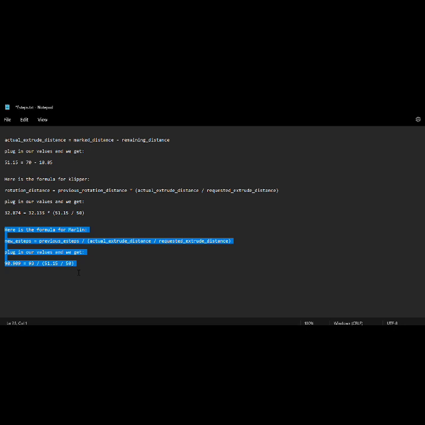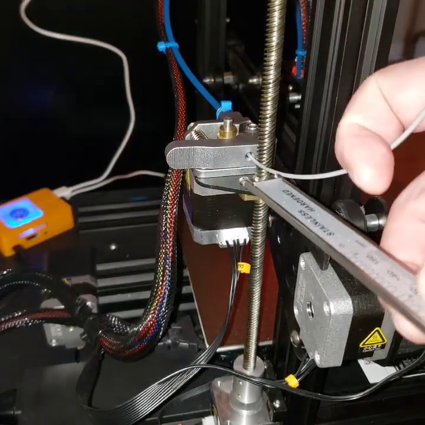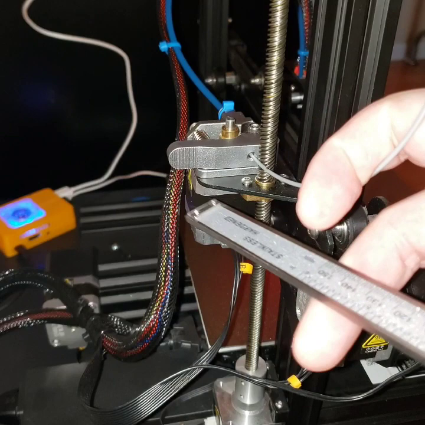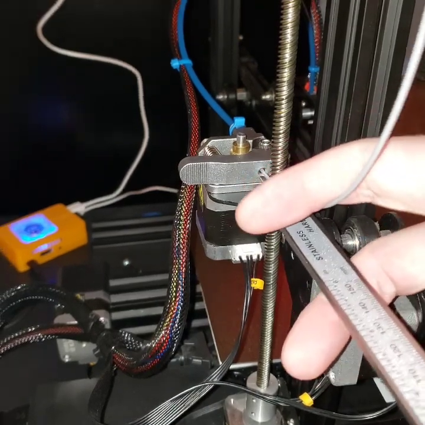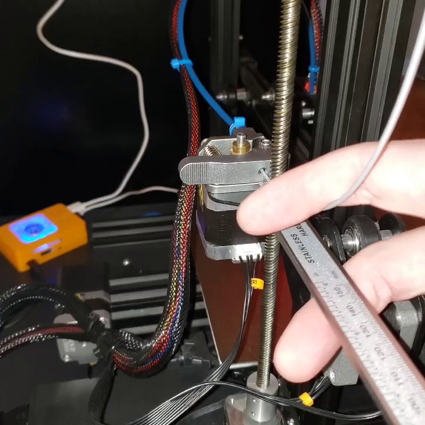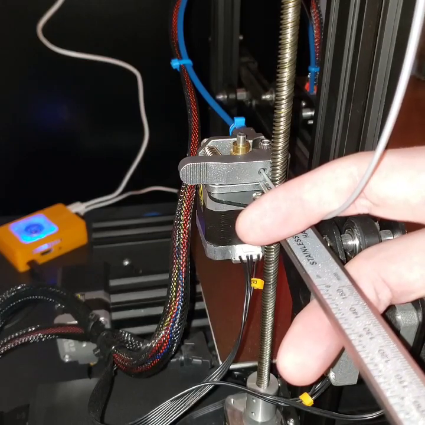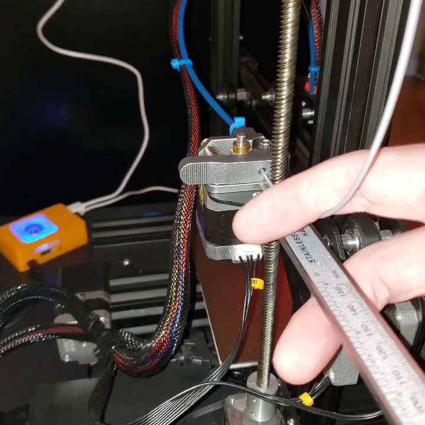Once you've got all that, save your new settings. And then you're going to need to measure and mark another 70 millimeter section and run the G1 E50 F60 again. If for whatever reason it doesn't come out with 20 millimeters left over the second time you do it, go back and check your math. Try the whole process again. For me, second time was a charm.